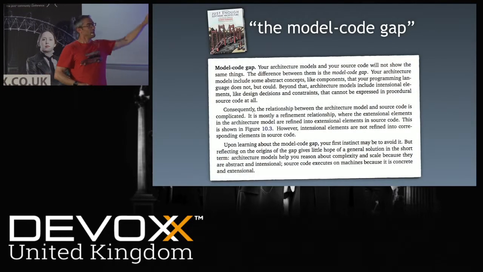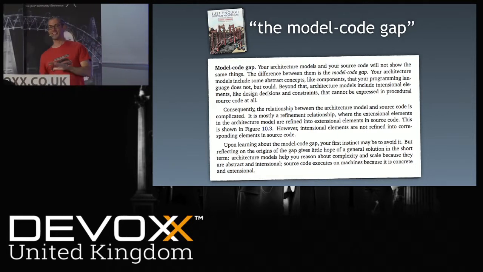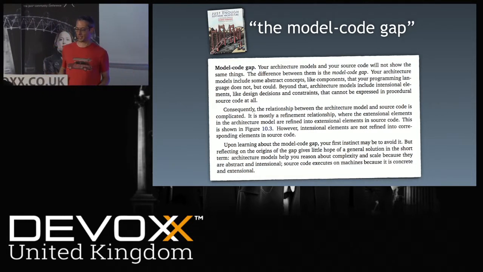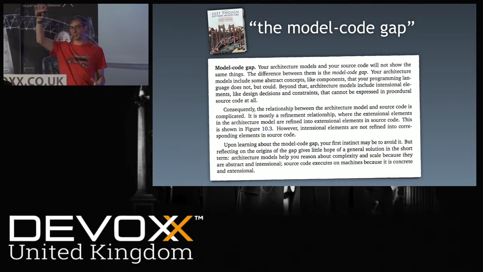Now, George Fairbanks wrote a book called Just Enough Software Architecture. Fantastic book if you're really interested in software architecture. He calls this the model code gap. So in other words, there's a gap between our model of a system and the system itself, the code. And it's the same thing. Basically, we use all these nice abstract constructs up here, and down in our code, we don't have those things.